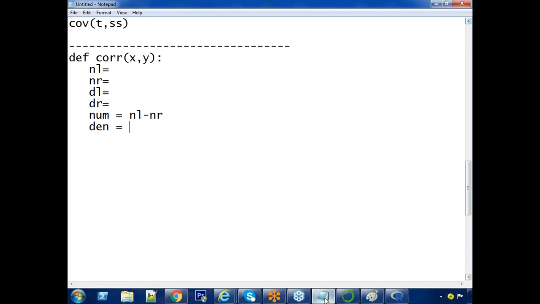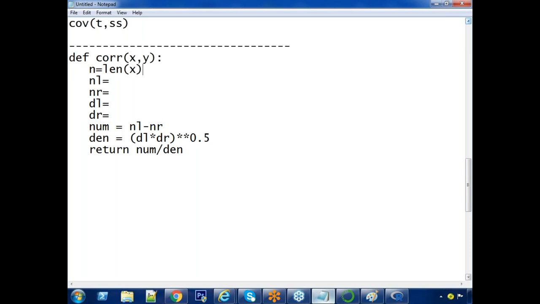Denominator. DL into DR. For that, do we need a square root or not? Double star 0.5. Denominator ready. Now finally what has to be written? Numerator divided by denominator. Number of elements is common for each and every expression. That's why first, number of elements is equal to either len of x or len of y.